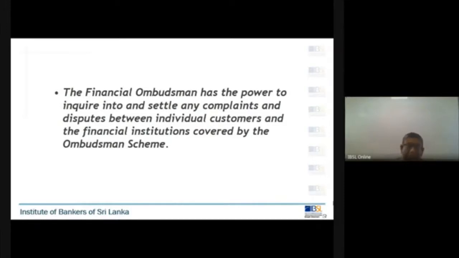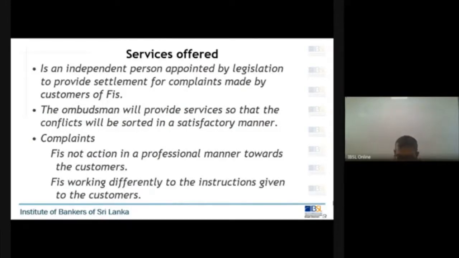Okay. Now, what are the services offered by a financial ombudsman? What are the services offered by a financial ombudsman? It may not be in your handout, but try to put it somewhere else. What are the services offered by the ombudsman?